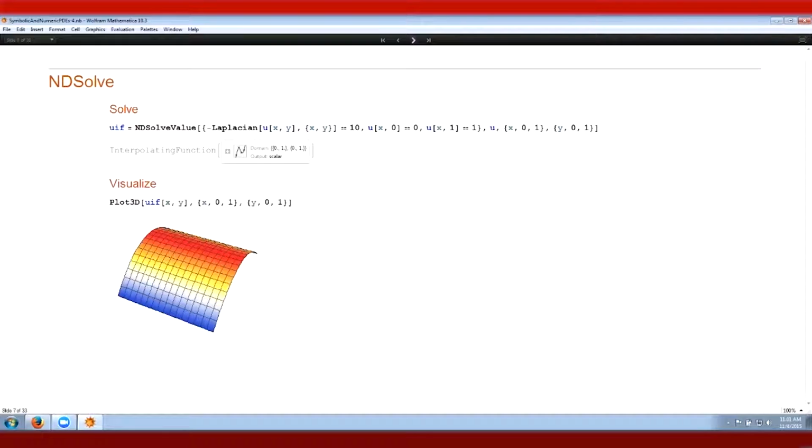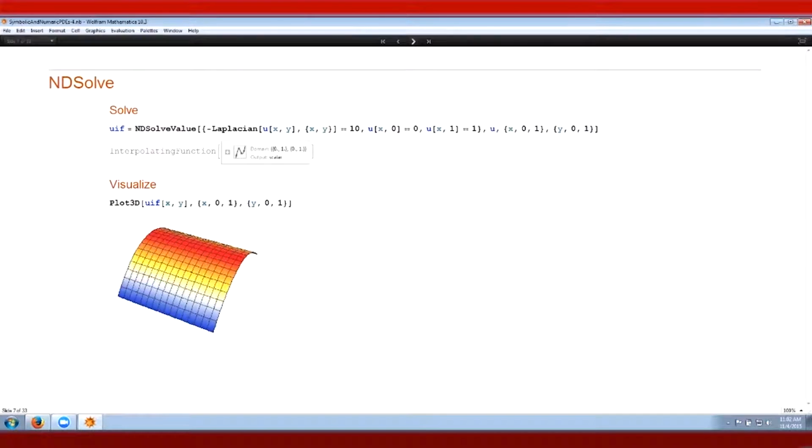The dependent variable is u, and x and y are the spatial coordinates. Additionally, two boundary conditions are specified. At y equals 0, the dependent variable is set to 0, and at y equals 1, the dependent variable u is set to 1. u, again, is a dependent variable, and the region is specified as x going from 0 to 1 and y going from 0 to 1.